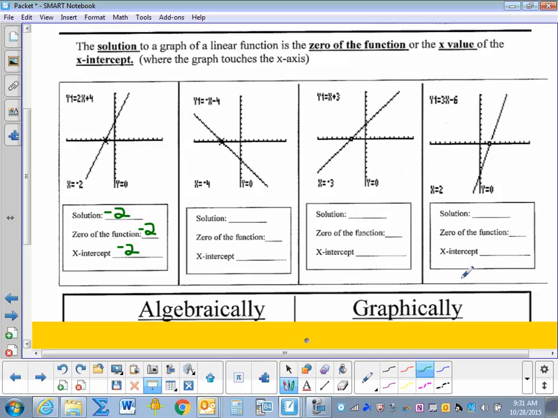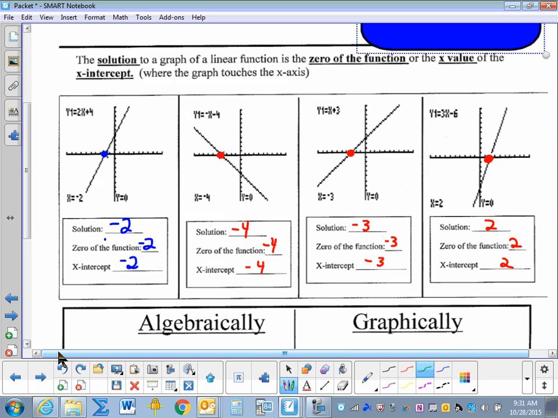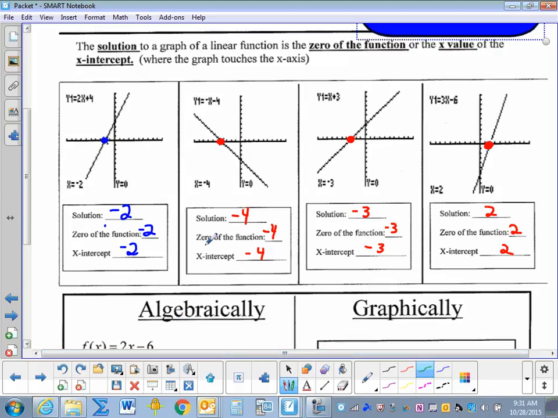So go ahead and try the next three. So here are our answers. X is equal to -4, the solution, the zero, and the x-intercept. Three names for the same thing. And then we had -3 for the next example and 2 for the other example.